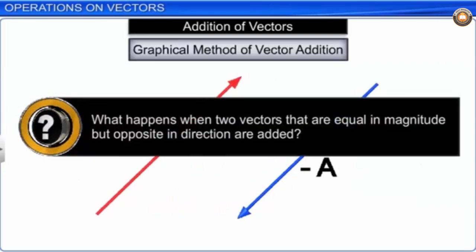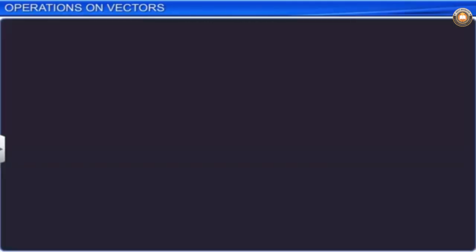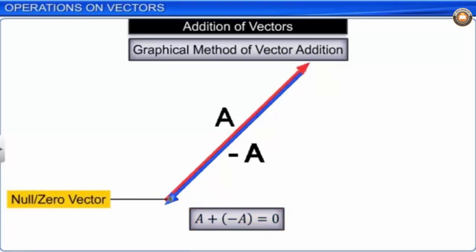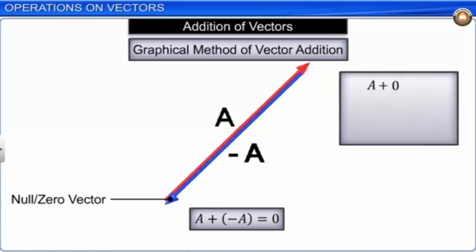What happens when you add two vectors that are equal in magnitude but opposite in direction? It results in a vector possessing zero magnitude and is called a null vector or a zero vector. In case of a null vector, you cannot specify direction. Various operations with a null vector are A plus 0 is equal to A. Lambda 0 is equal to 0. And 0A is equal to 0.